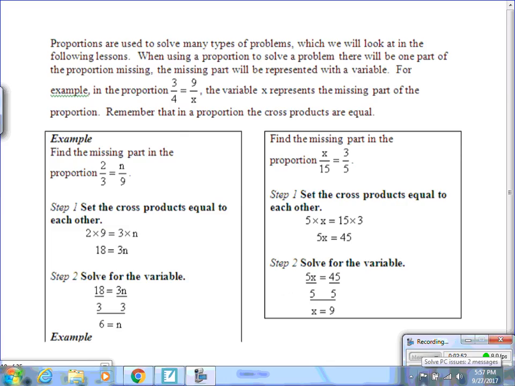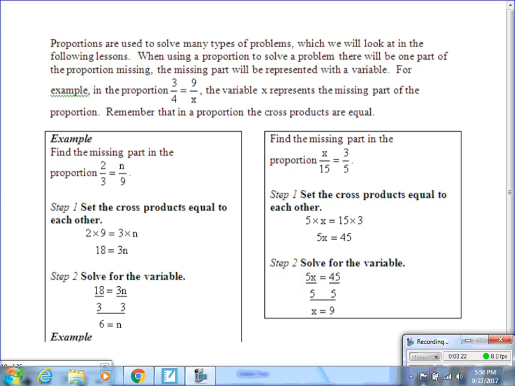All right, next here we're talking more about proportions. They're used to solve many types of problems. And in the following lessons, we're going to look at a few examples of the types of problems you can solve with proportions. When you use a proportion to solve a problem, there's always going to be one part missing. And we're going to represent that missing part with a variable. So you see this example here, 3 to 4 equals 9 to x. Okay, the variable x represents the part we're missing.